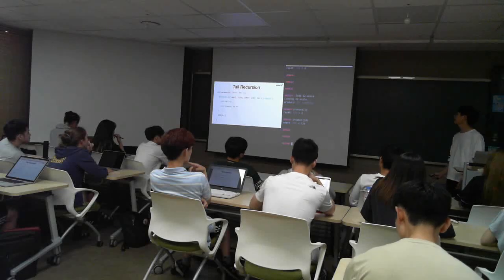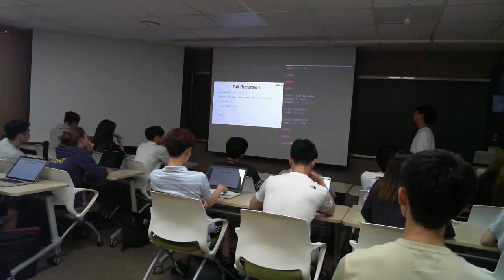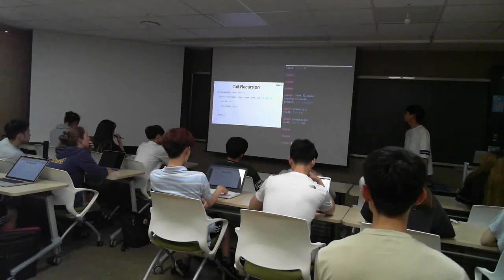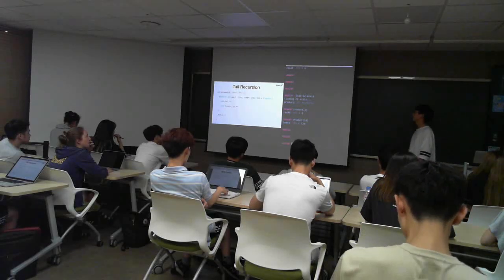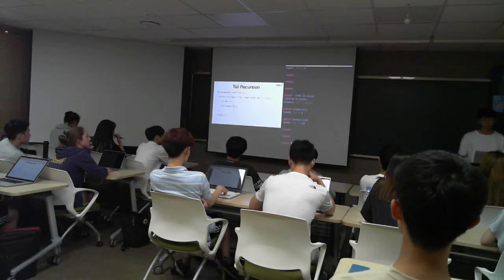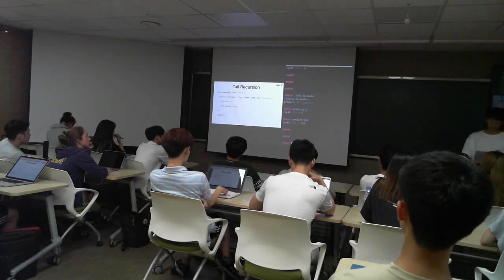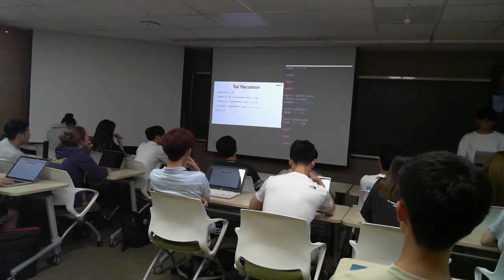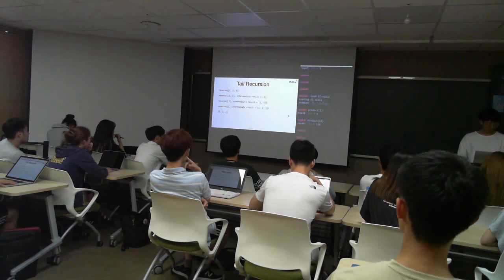So we can check that the new version of the product function in a tail recursive way is correct. It will return 6 for the list 1, 2, and 3, and it will return 120 for the list of 2, 3, 4, and 5. So it is the final implementation of today.